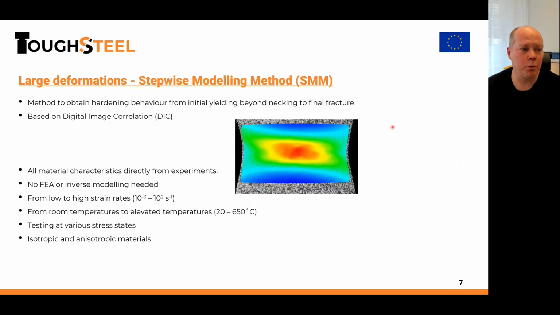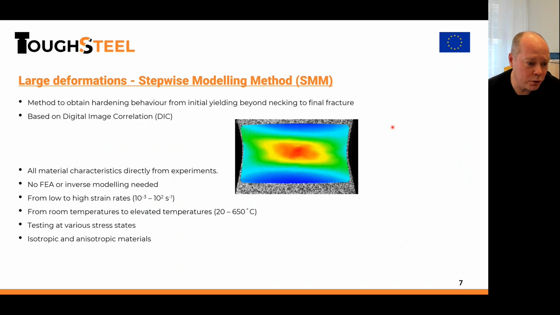So if we start with large deformation, over the years we have developed a method called the stepwise modeling method here at LTU, and this is a method to obtain the hardening behavior from initial yielding beyond necking to final fracture. And this method is based on digital image correlation. And the nice thing is all material characteristics will be directly determined from experiments. So there is no need for, for example, finite element analysis or inverse modeling.